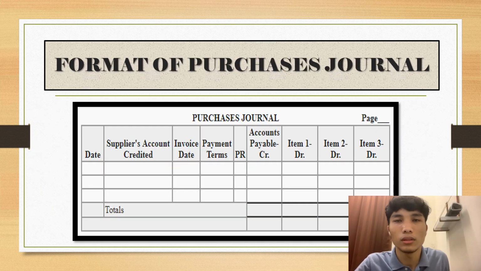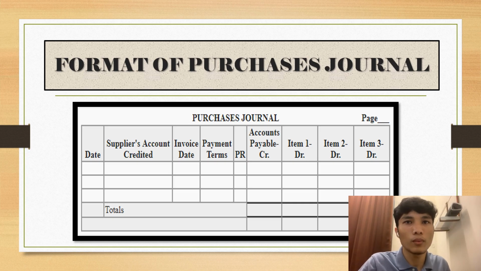Format of the purchases journal. When you do a purchases journal, you must have a title, then a page number on the top right, and then a date, supplier account credited, invoice date, payment term, PR, which stands for posting reference, and then accounts payable credit, and the last column for debit. After that, when you do this, you might need to total all the credits, accounts payable entry, and item last.